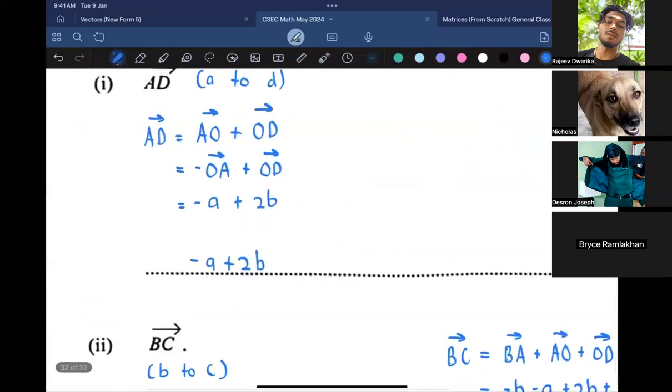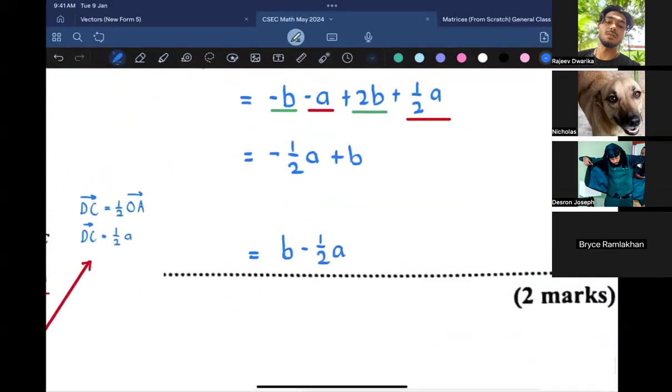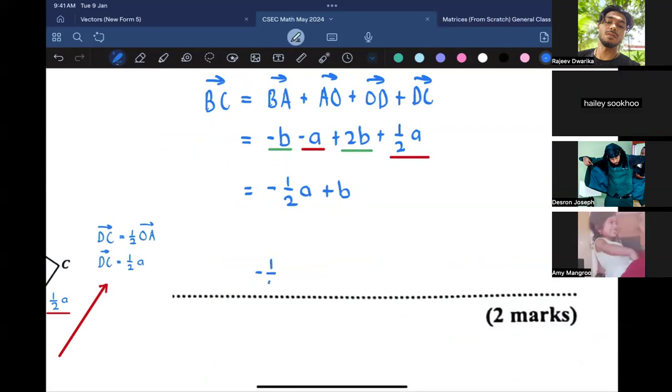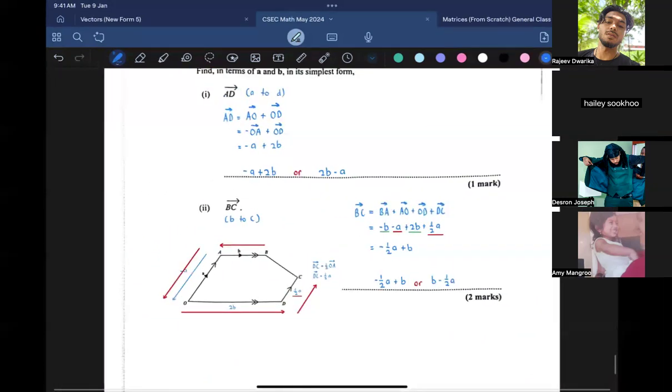Same thing with this one. You could write the answer as 2B minus A. In both cases, you'll get the answer correct, because addition is commutative. So it doesn't really matter how you write it. So that's it there.